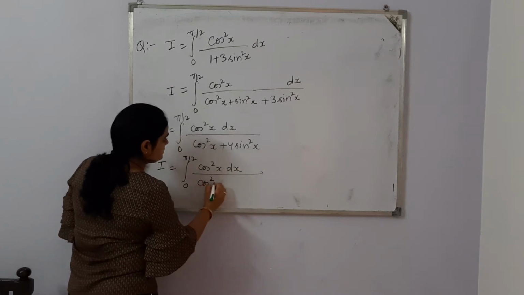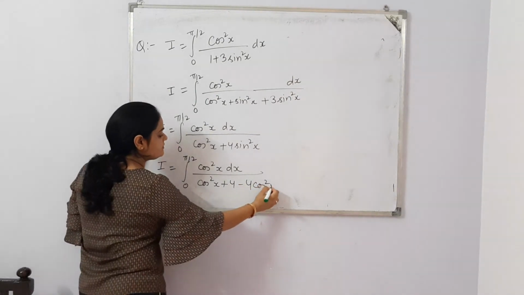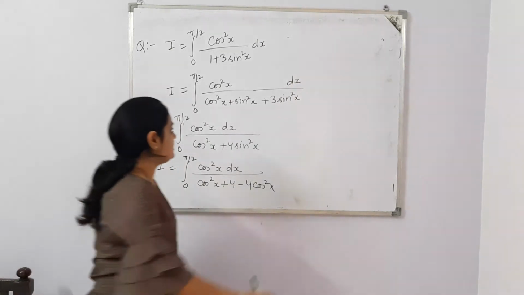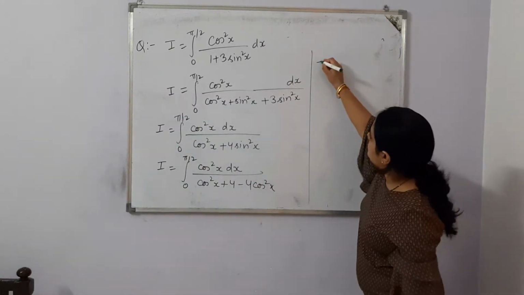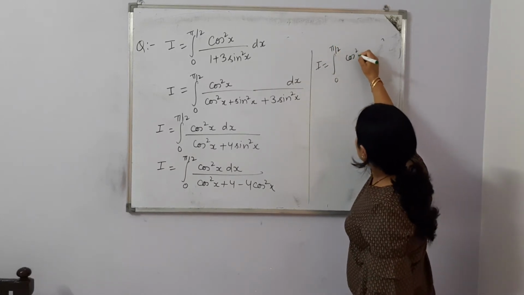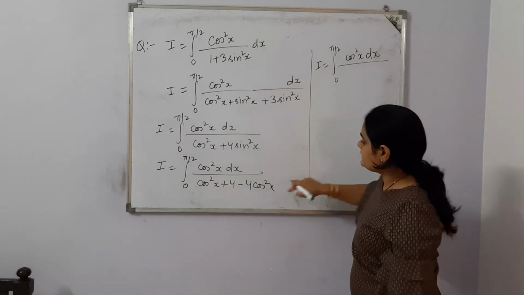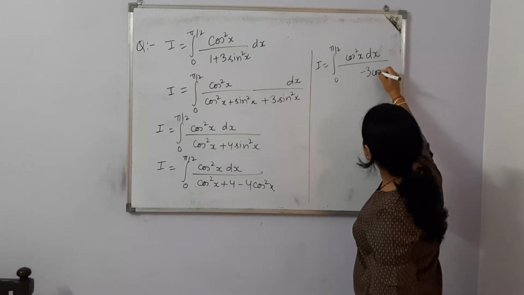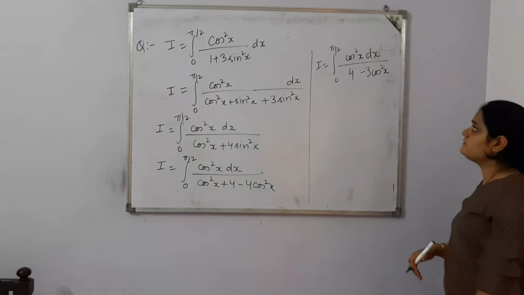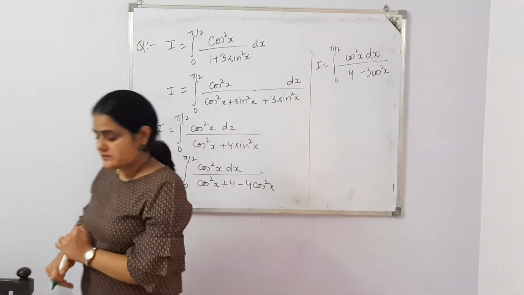It is cos square x plus 4. Sin square x is 1 minus cos square x. So it becomes, because of the 4 which is outside, 4 minus 4 cos square x. So it becomes I is equal to integral from 0 to pi by 2 of cos square x dx whole upon cos square x minus 4 cos square x, which is minus 3 cos square x, and plus 4. 4 is with positive sign. So 4 minus 3 cos square x. Now we have already converted the function into cos.